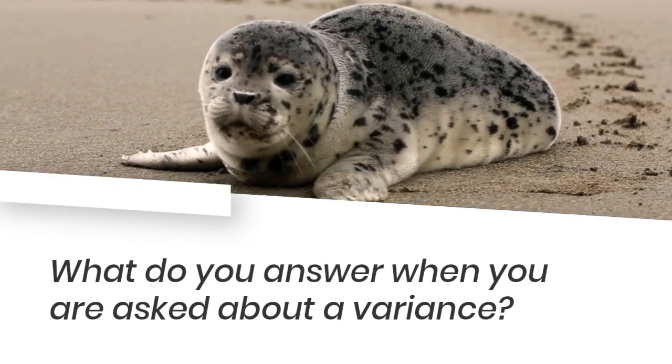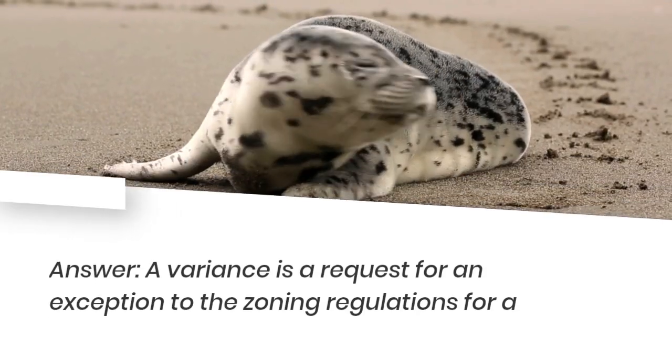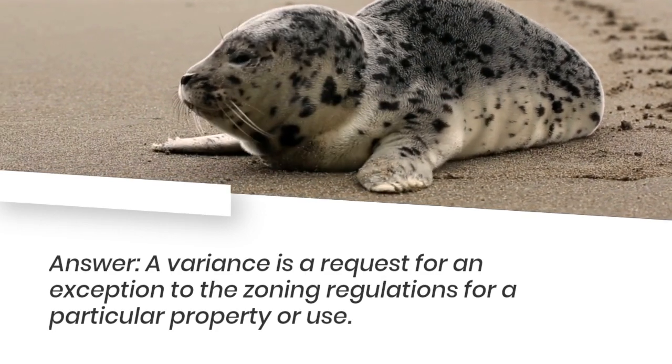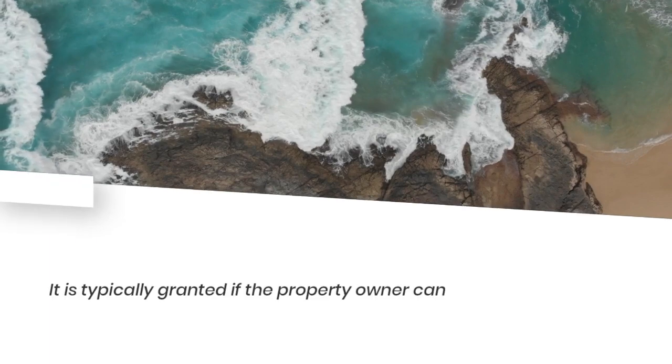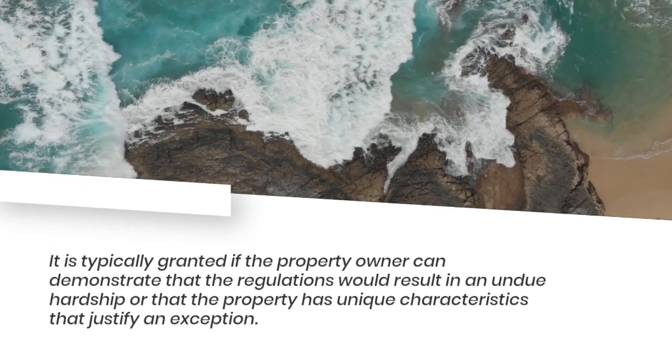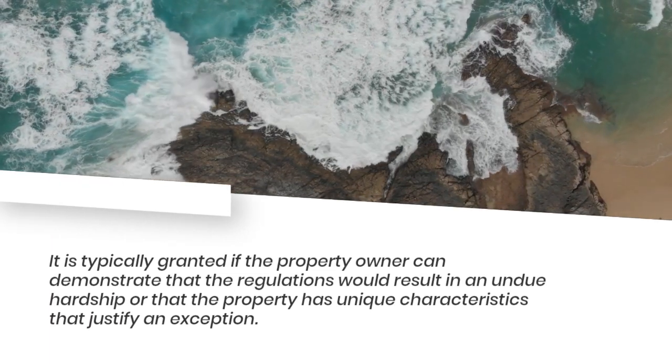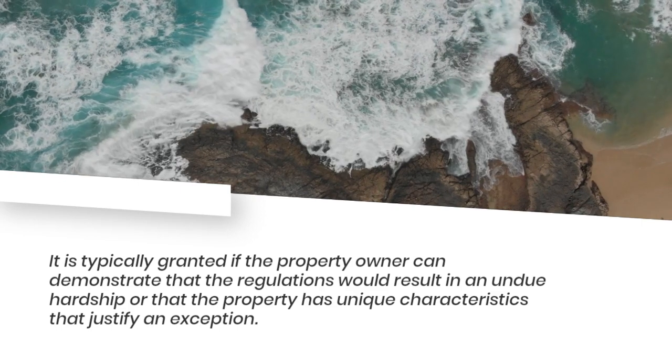What do you answer when you are asked about a variance? Answer: a variance is a request for an exception to the zoning regulations for a particular property or use. It is typically granted if the property owner can demonstrate that the regulations would result in an undue hardship or that the property has unique characteristics that justify an exception.